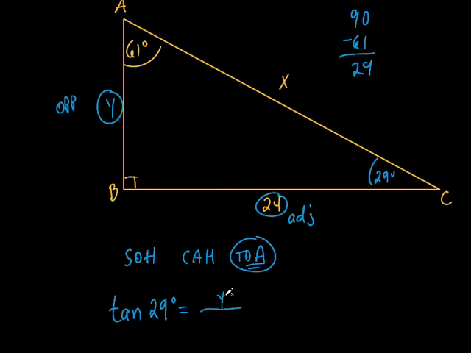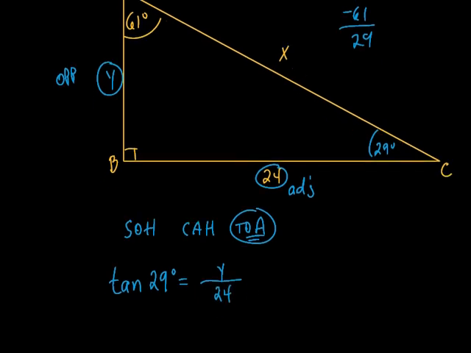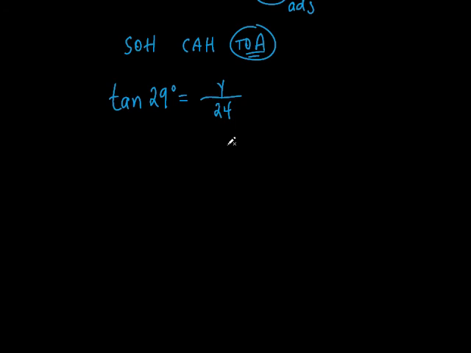It's y. Which side is adjacent? It's 24. So now we've got it all set up. I don't need to see the triangle anymore. What am I trying to solve for here? Y. I'm trying to solve for y, that right there.